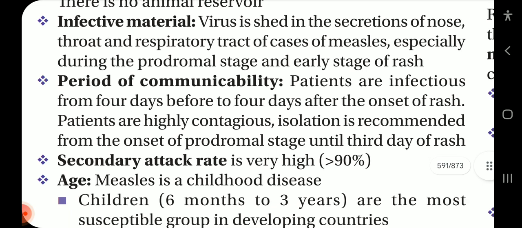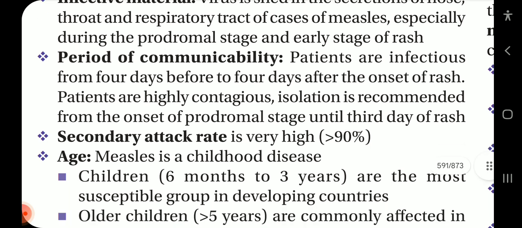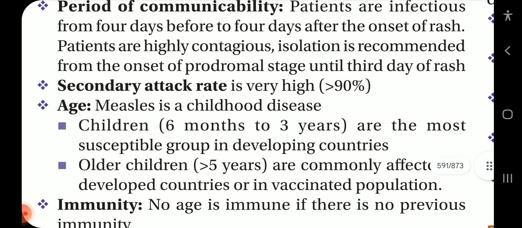Infective material: virus is shed in the secretions of nose, throat, and respiratory tract of cases of measles, especially during the prodromal stage and early stage of rash. Period of communicability: patients are infectious from 4 days before to 4 days after the onset of rash. Patients are highly contagious. Isolation is recommended from the onset of prodromal stage until the 3rd day of rash. Secondary attack rate is very high, more than 90%.